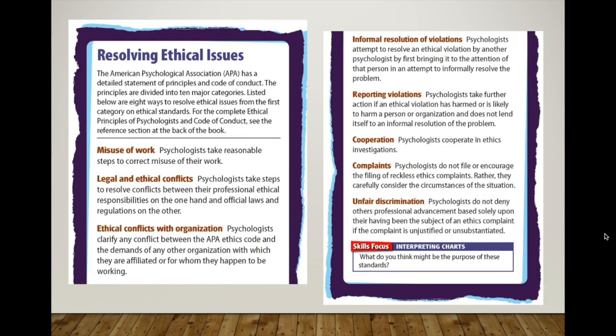The American Psychological Association has a detailed statement of principles and code of conduct. The principles are divided into 10 major categories. Listed below are 8 ways to resolve ethical issues from the first category on ethical standards. For the complete ethical principles of psychologists and code of conduct, see the reference section at the back of your book.